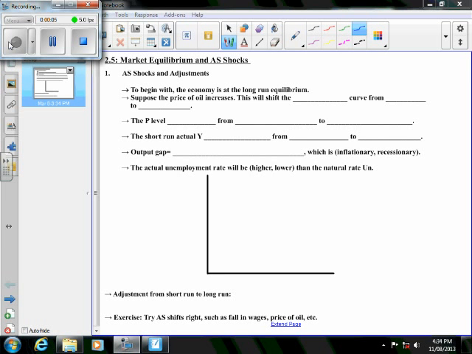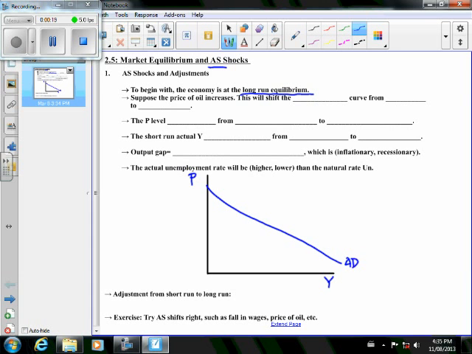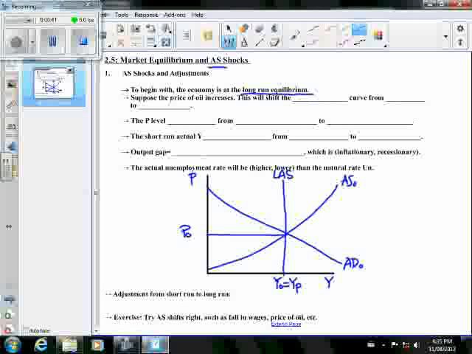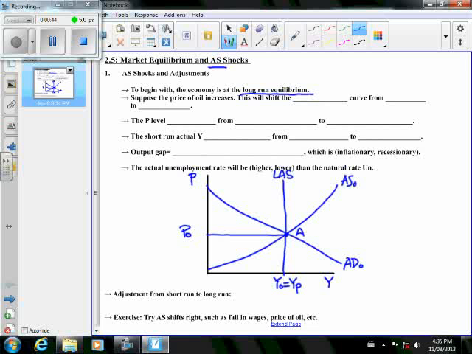2.5 market equilibrium and aggregate supply shocks. To begin with, once again, let us suppose we start with the long-run equilibrium. Price level, GDP, aggregate demand, aggregate supply, and the long run aggregate supply curve. My initial price level, initial short-run GDP, also equal to my potential GDP, and let's call this point A.